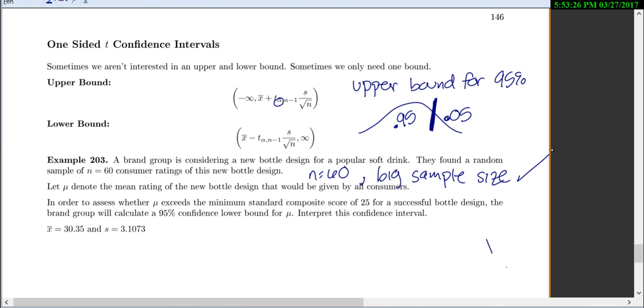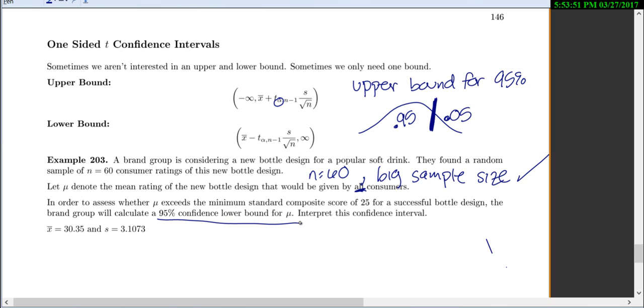And it doesn't matter what our data looks like, we can go ahead and do the problem. Okay. Let's let mu denote the mean rating of the new bottle design that would be given by all the consumers, so all means population, in order to assess whether mu exceeds the minimum standard composite score of 25. The brand group will calculate a 95% confidence lower bound.